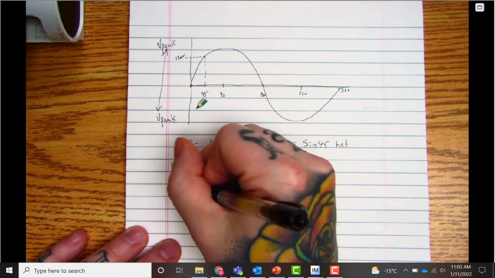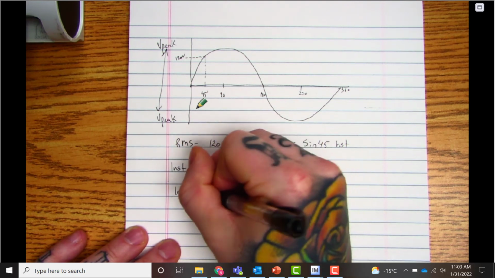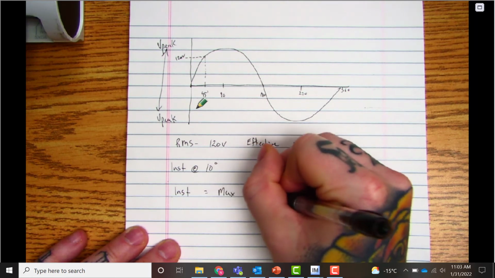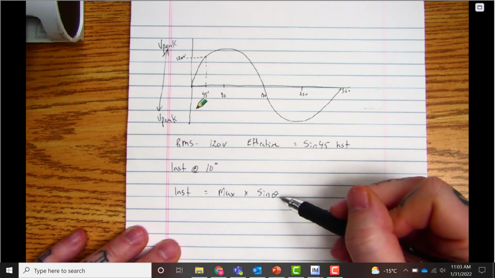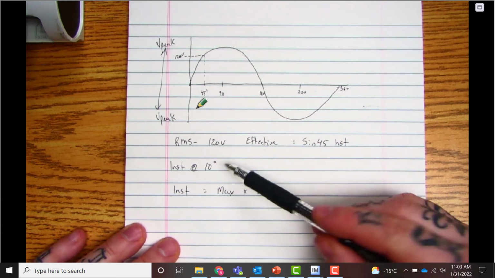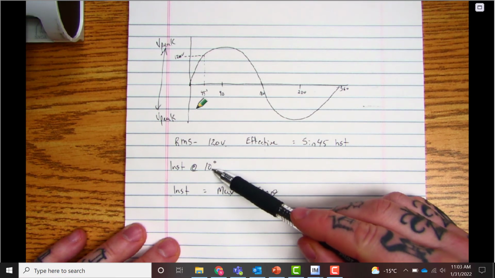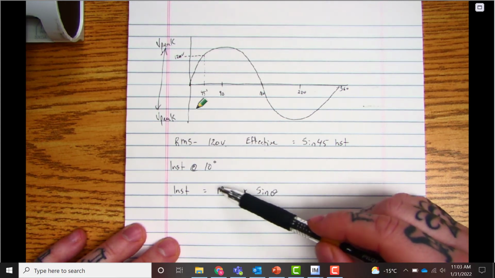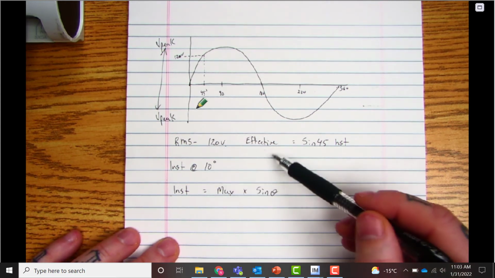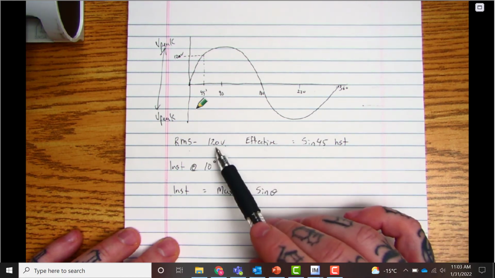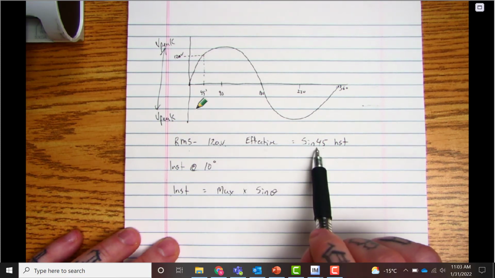So I take my formula: instantaneous value is equal to my max times the sine of theta. This theta would be any angle that I want to find at any point in this graph. In this question, I want to find it at 10 degrees, but they've given me an RMS value of 120 volts. So I need to find the max. This 120 volts, knowing that my effective or RMS happens at the sine of 45, is basically my instantaneous value at 45 degrees.